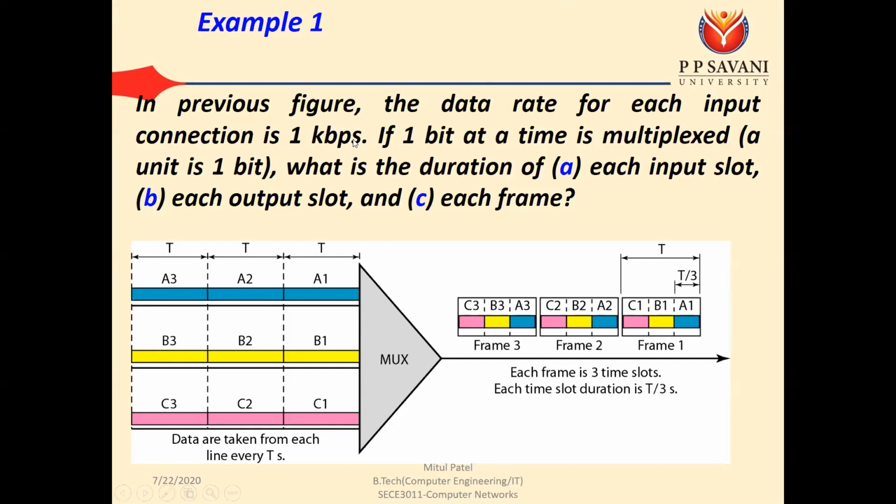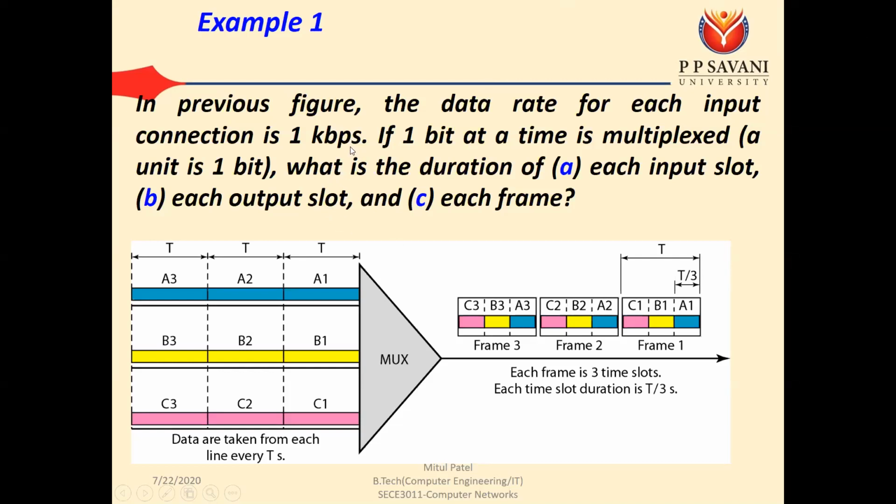Okay, so here we can see that our input connection data rate is 1 kbps. That means in 1 second we transfer 1000 bits of data. So we can say that for one bit we need 1 divided by 1000 second, that is 10⁻³ second, or 1 millisecond.